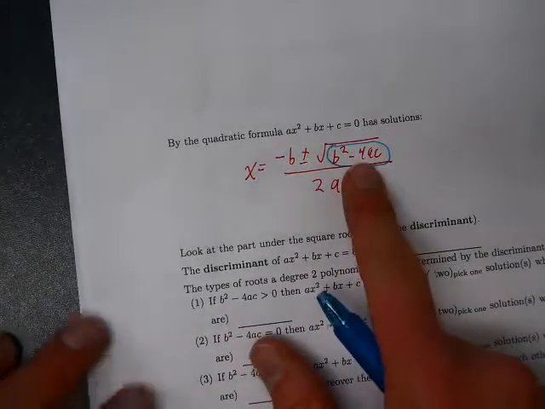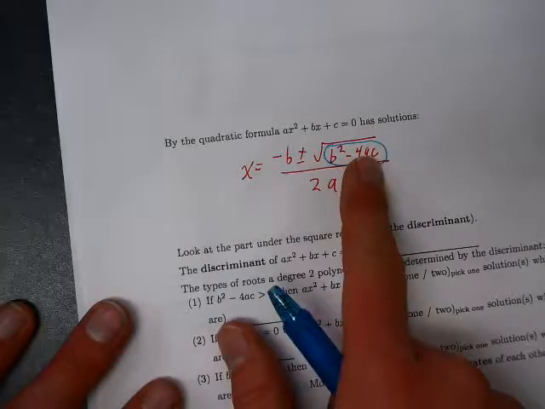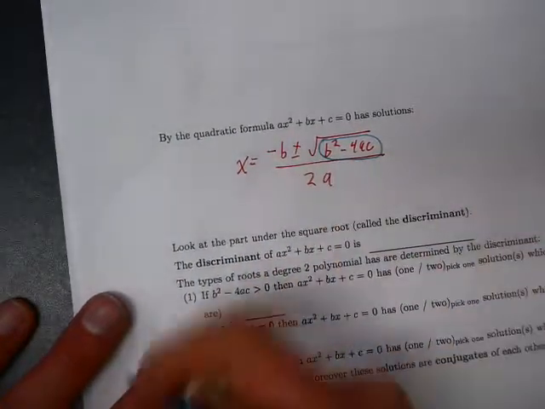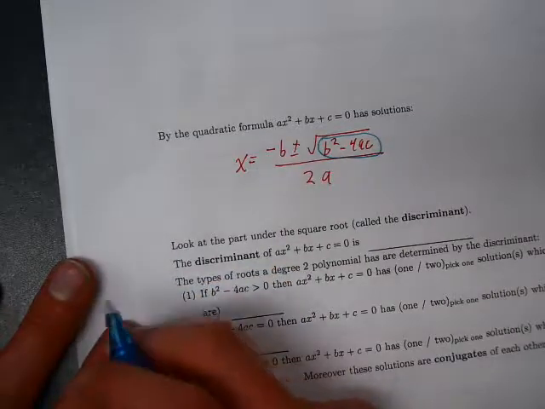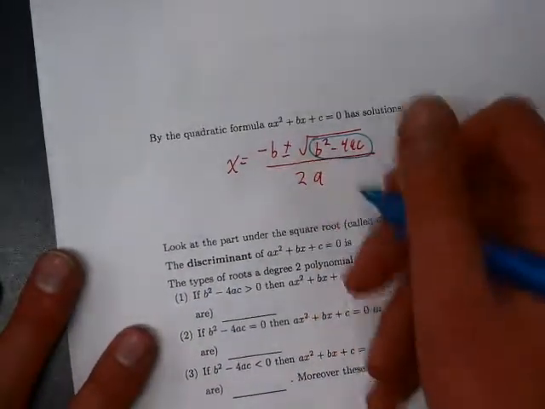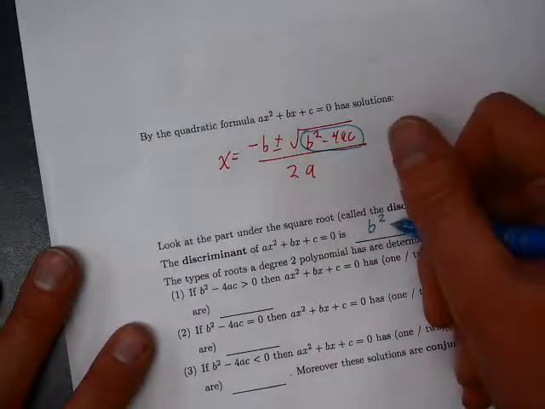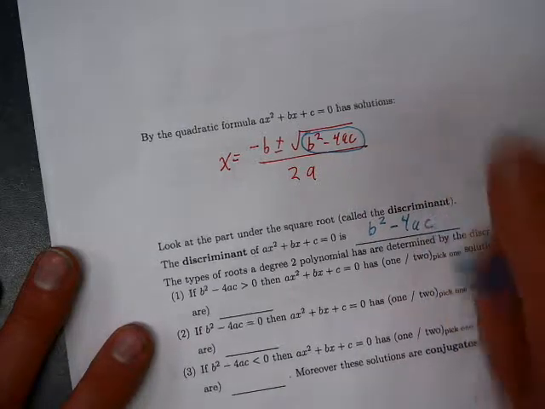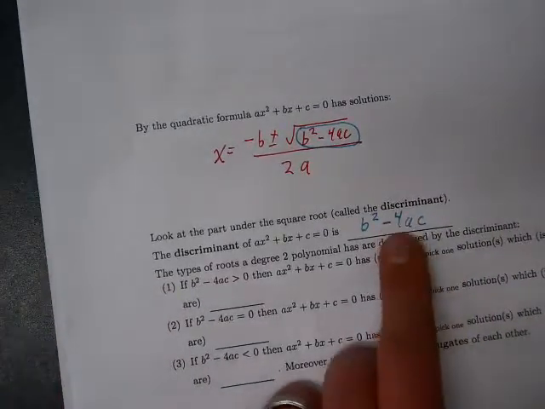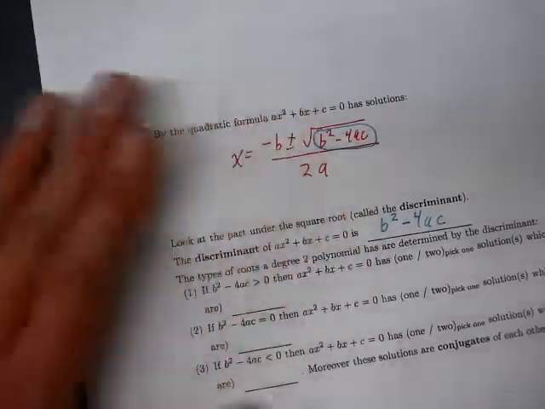If this quantity is 0, you'll have negative b plus 0 and negative b minus 0, so there will only be one solution when that thing is 0. And if it's negative, you see two complex solutions. For that reason, the discriminant of this polynomial is the name used to refer to the formula b squared minus 4ac, and the nature of the roots of a degree 2 polynomial is determined by this quantity.